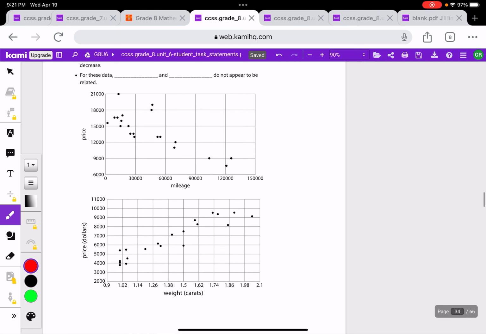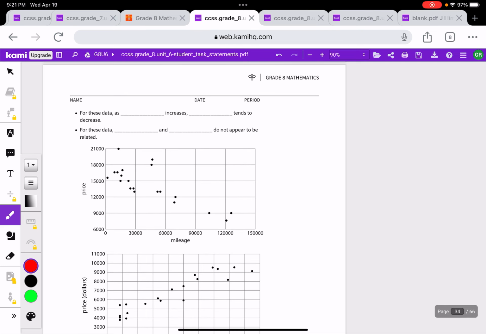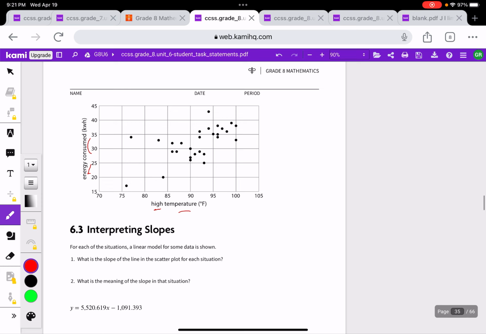So we would write energy consumed and the high temp. Hope you're listening because my writing is not great, but on the other hand, if you remember, I'm kind of doing it on purpose. I don't want you guys to think that copying down what I write is necessarily a good habit to get into.